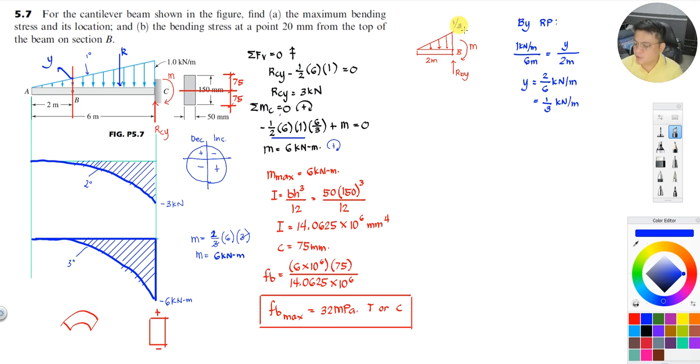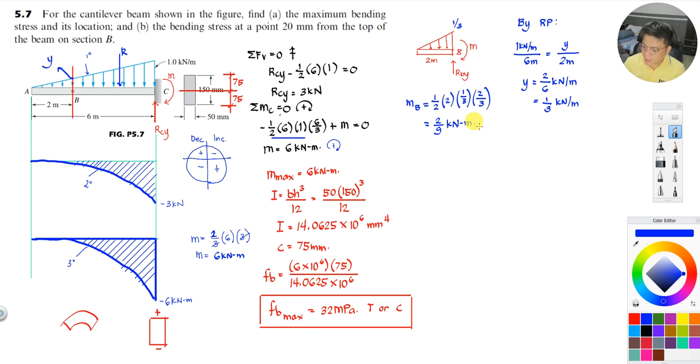Ang pinakamaganda niyan, since ang kailangan ko lang naman is moment, I will just take the moment at point B. Ano yung moment doon? So, 1/2 multiplied by 2 multiplied by 1/3, and then the moment arm. Ano yung moment arm? That is 2 all over 3. This is now the moment at B. So, 0.5 times 2 times 1/3 multiplied by 2/3, you can have it as 2 all over 9. Again, this is in kilonewton meter.